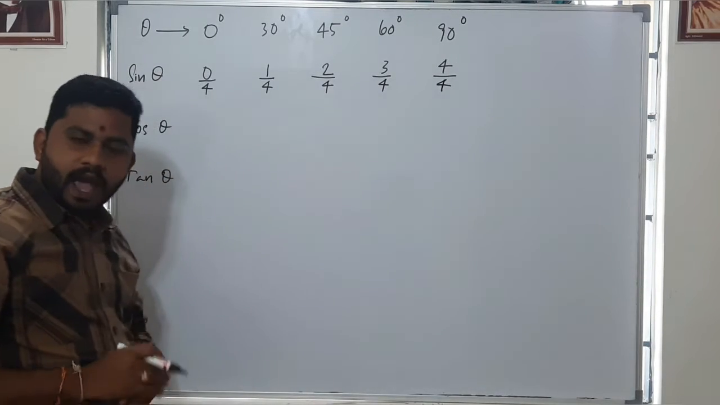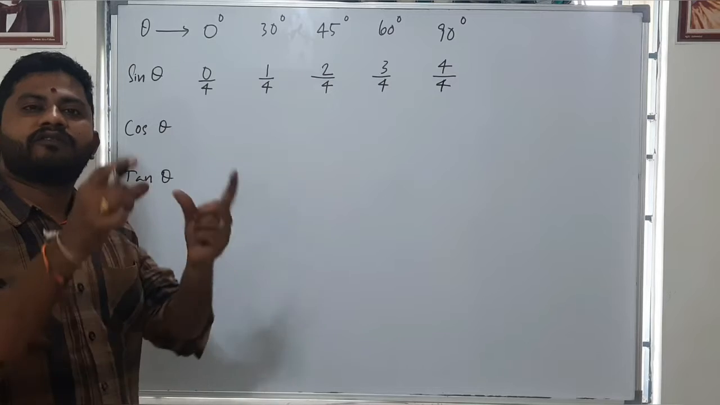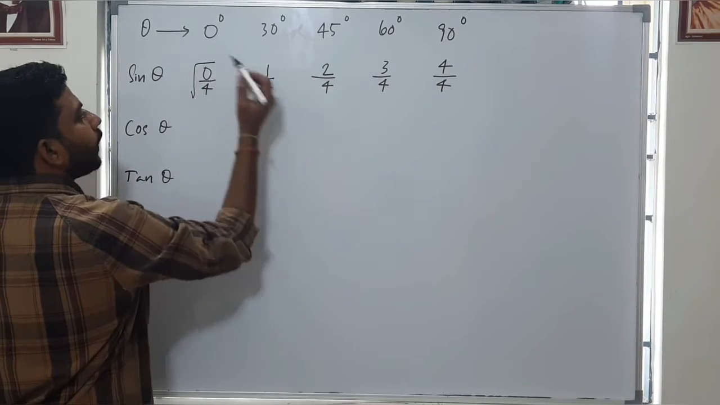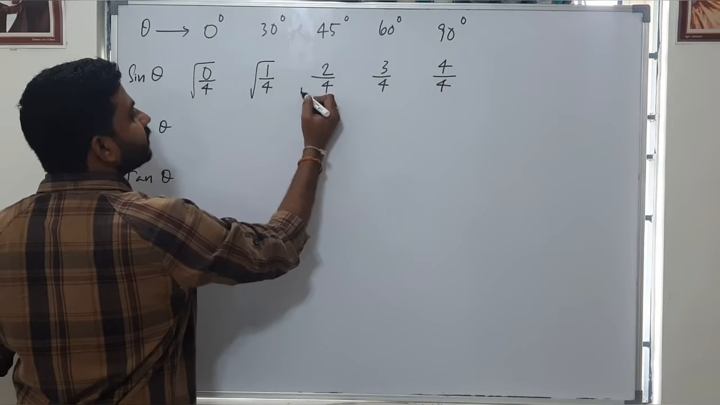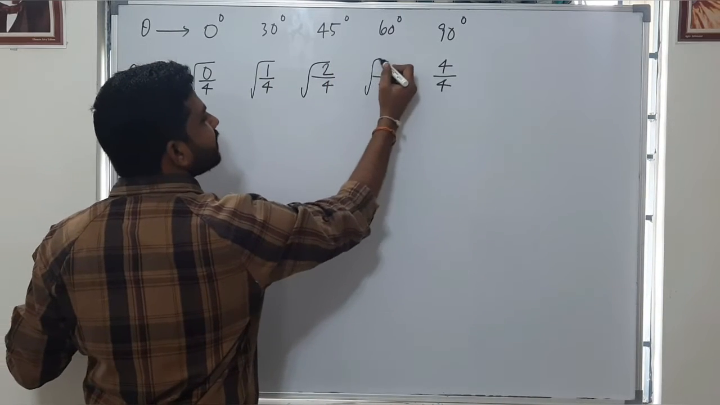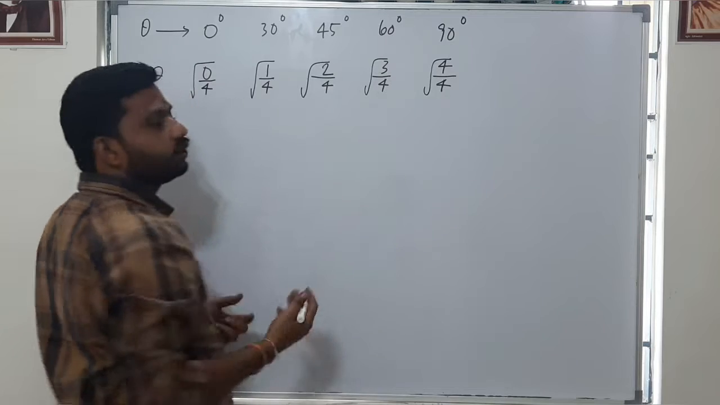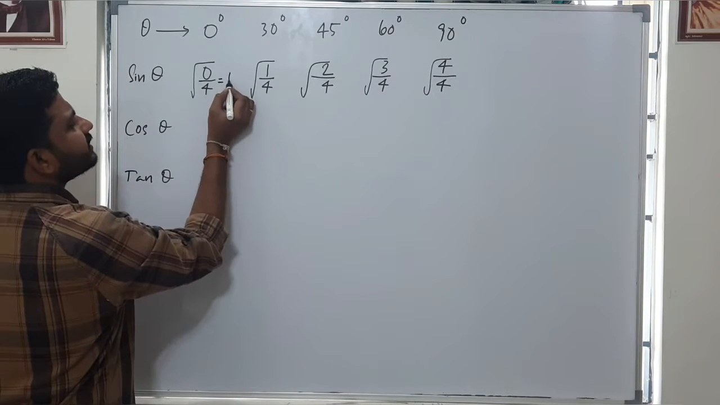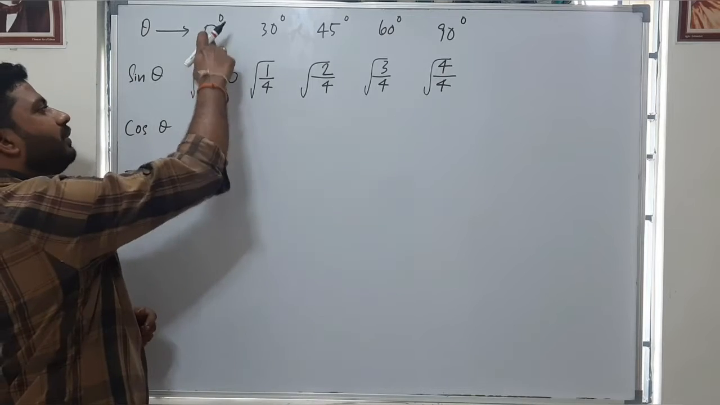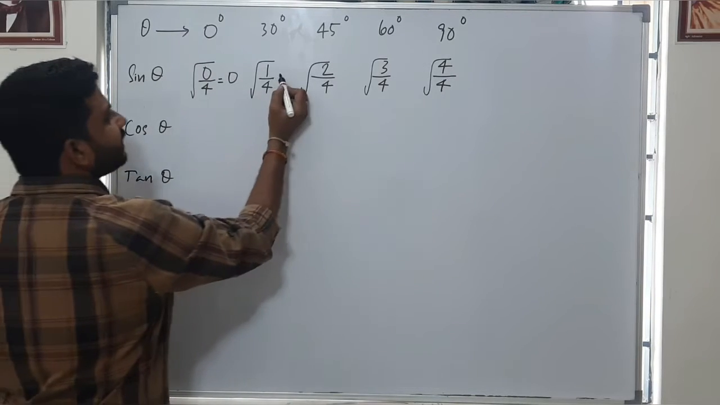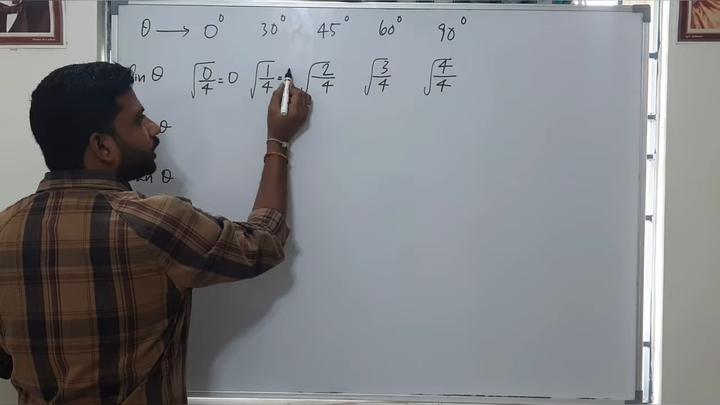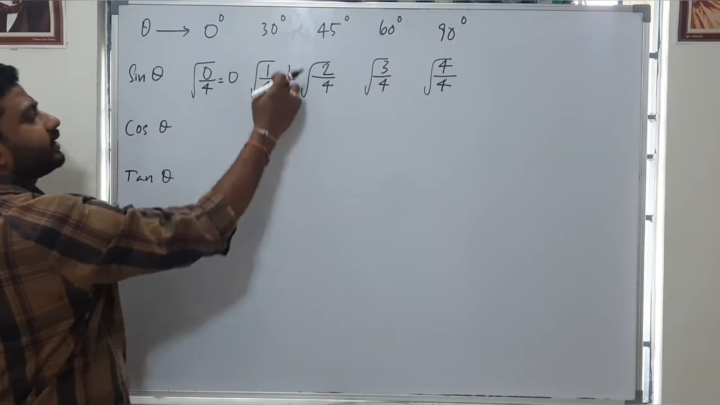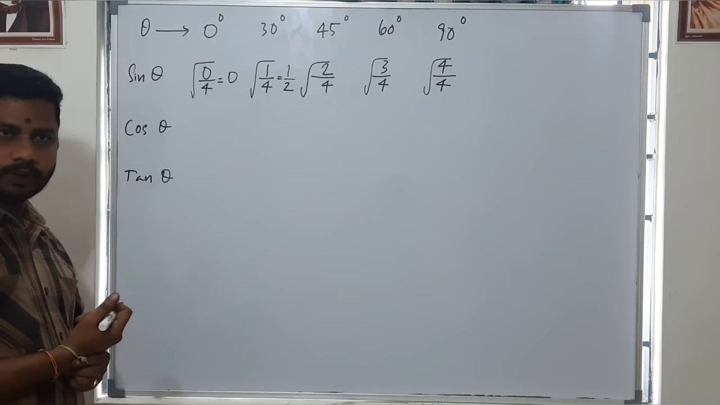Clear? Apply square root for each term. So this is one term. Apply square root for each term I said. You'll get the answer from here. So this is 0. Clear? Sin 0 is how much? 0. So this is 1. Root 1 is 1, root 4 is 2. Sin 30 is 1 by 2.